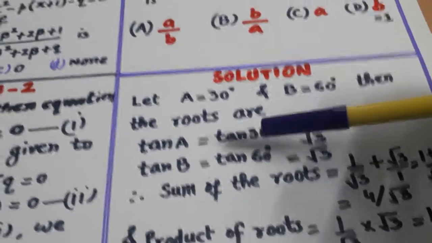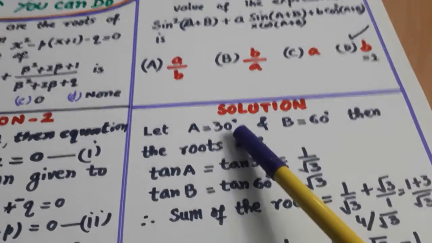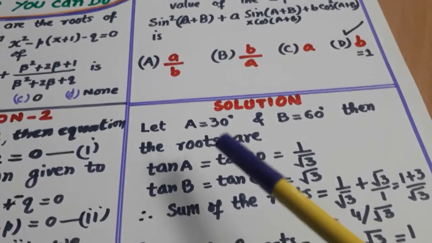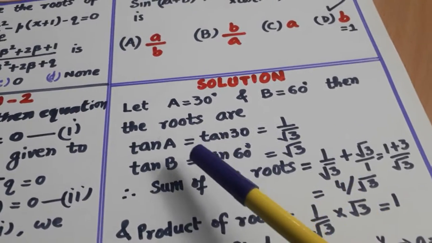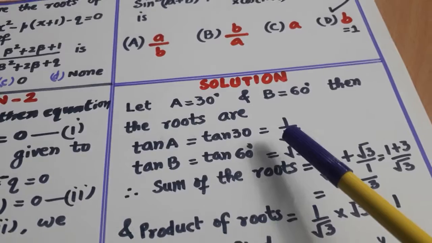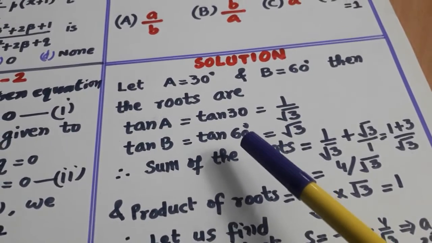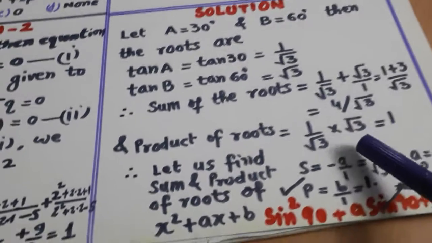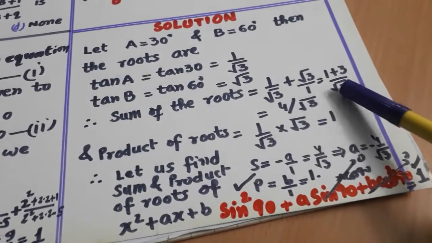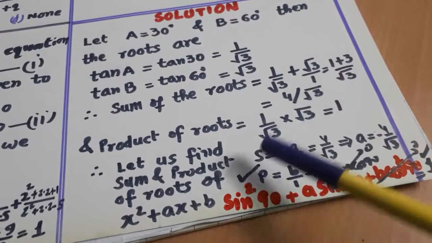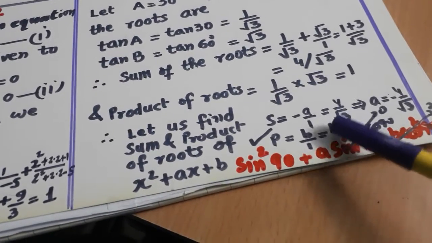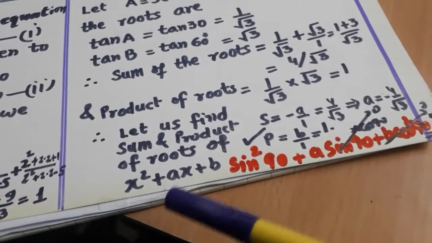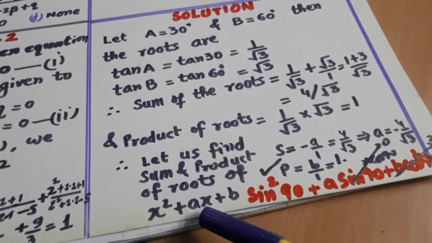Now look here, tangent A is 30 degree, tangent A and tangent B are roots. So it is tangent A. Tangent 30 is 1 over root 3. Tangent B is tangent 60 degree, root 3. Sum of the roots is this, and product of the roots is 1. Sum of the roots is 4 over root 3. Now make the equation. We know sum, we know the product. So equation becomes like this.